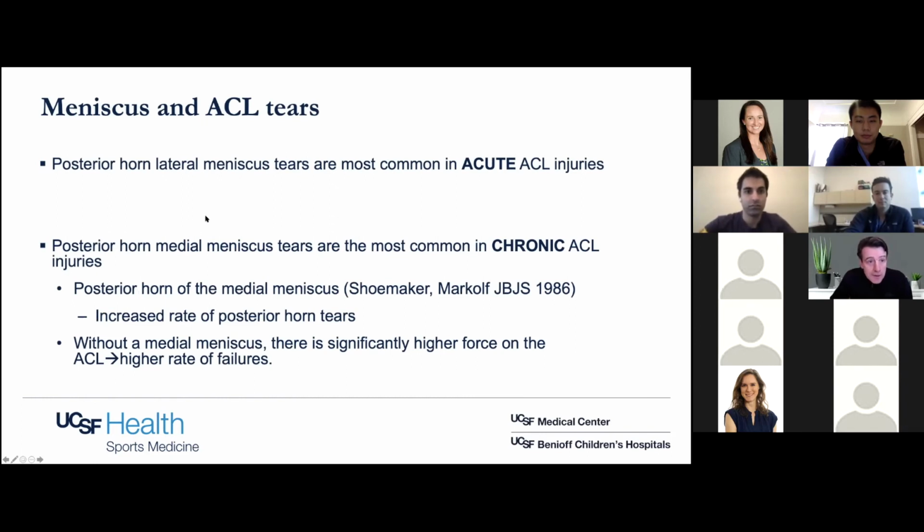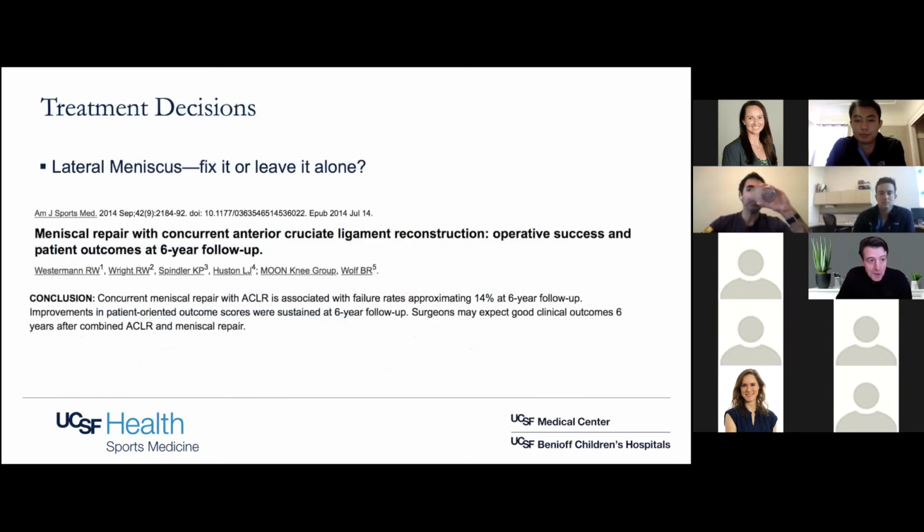What are the concerns with meniscus injuries? This is often a pimping question in conference. You guys have probably all heard it. Acute ACL tears, lateral meniscus tear. Chronic ACL insufficiency or chronic ACL tears, medial meniscus. I've seen that on the exams. It comes up, so you guys should all know that.